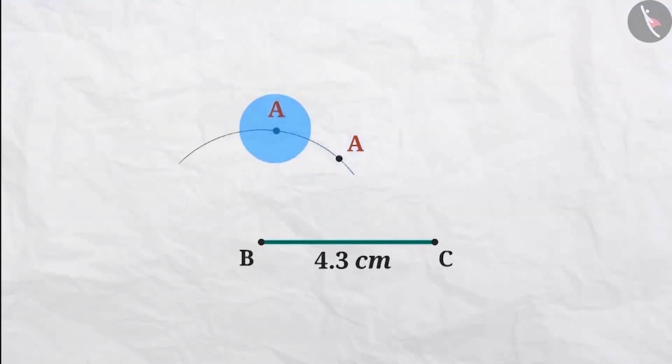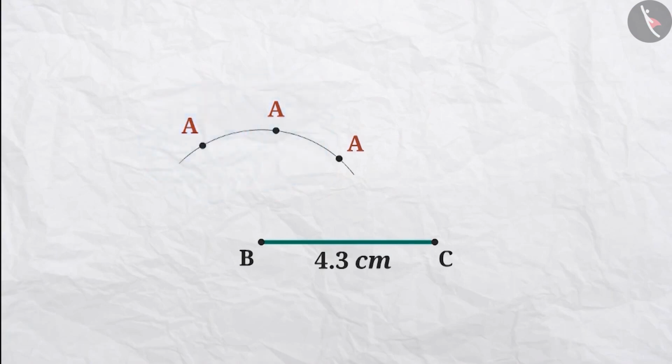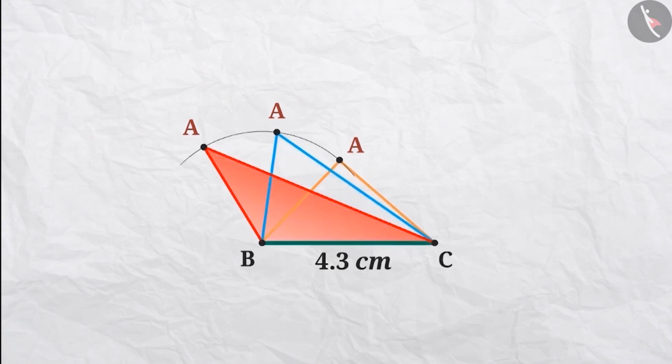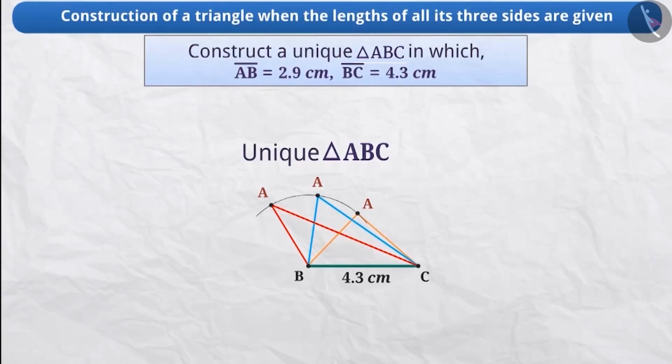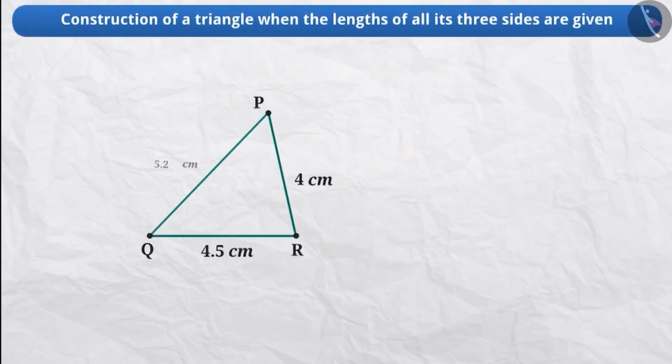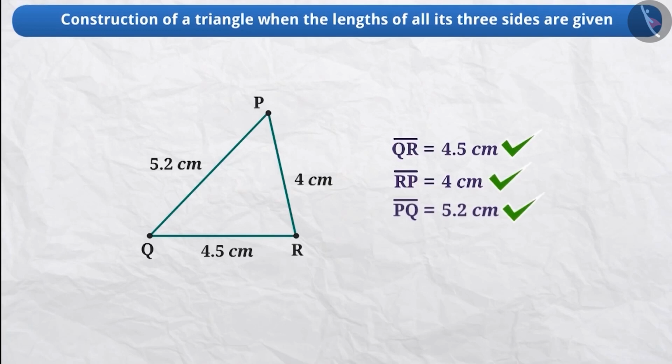Point A can be situated anywhere on the arc. That is, we cannot determine its exact location. In such a case, we can construct triangle ABC as shown. That is, we do not get a unique triangle ABC. This means we cannot construct a unique triangle using only two sides. Therefore, in order to construct a triangle, we need to know the length of all the three sides of the triangle. So, now if you know the length of all the three sides of a triangle, we can construct a unique triangle.